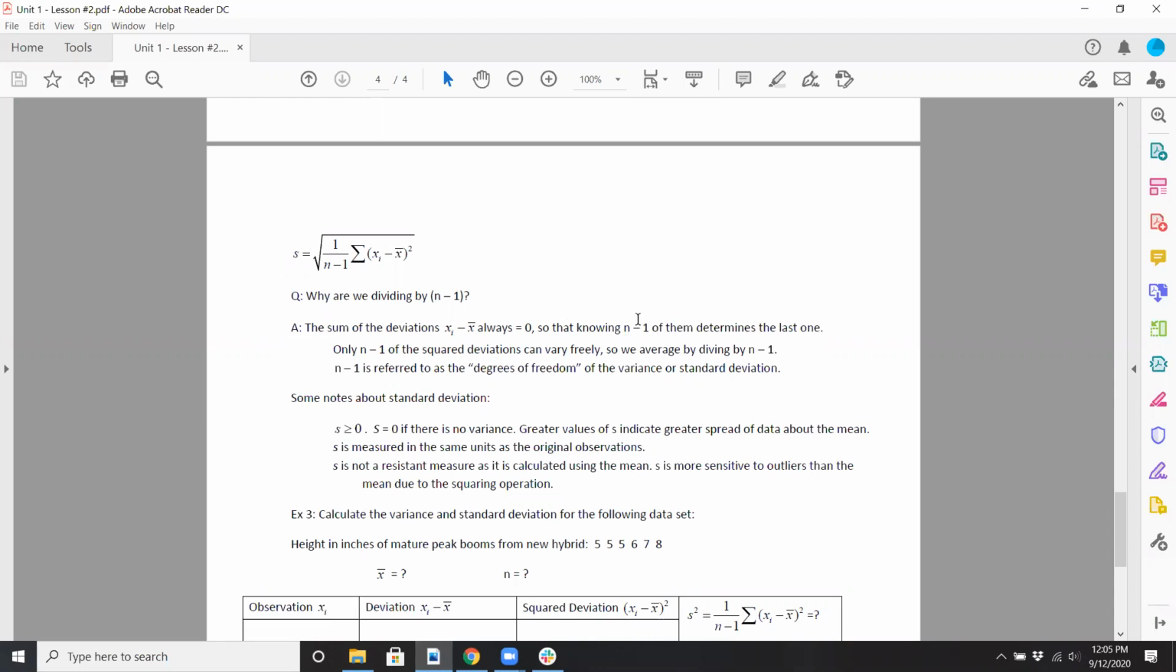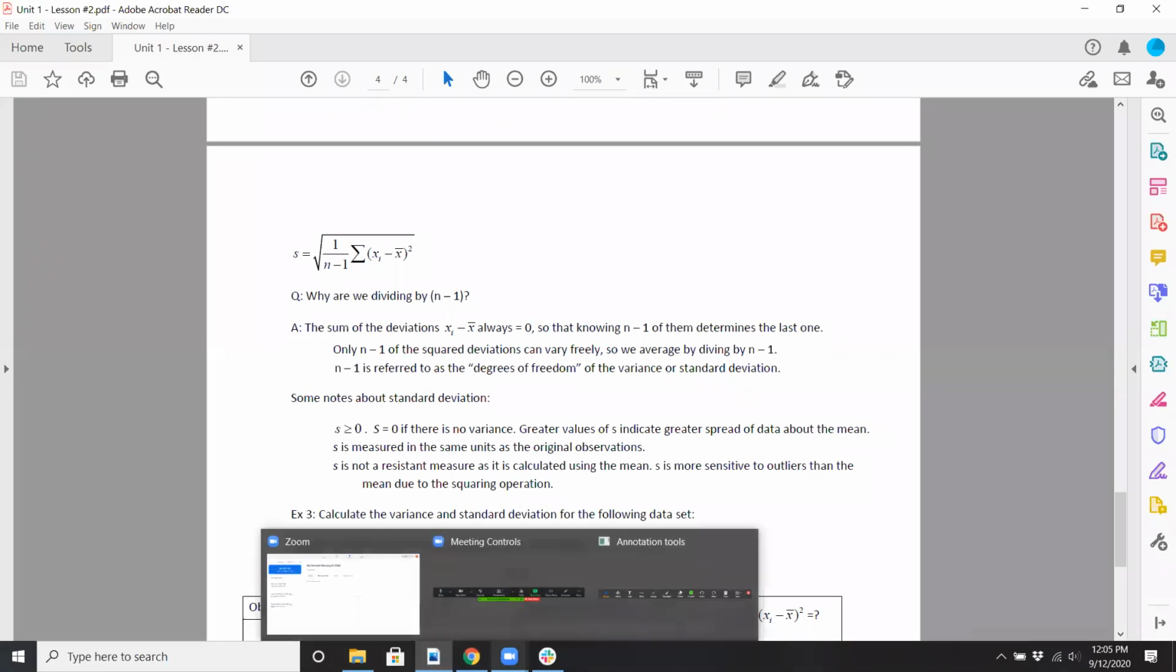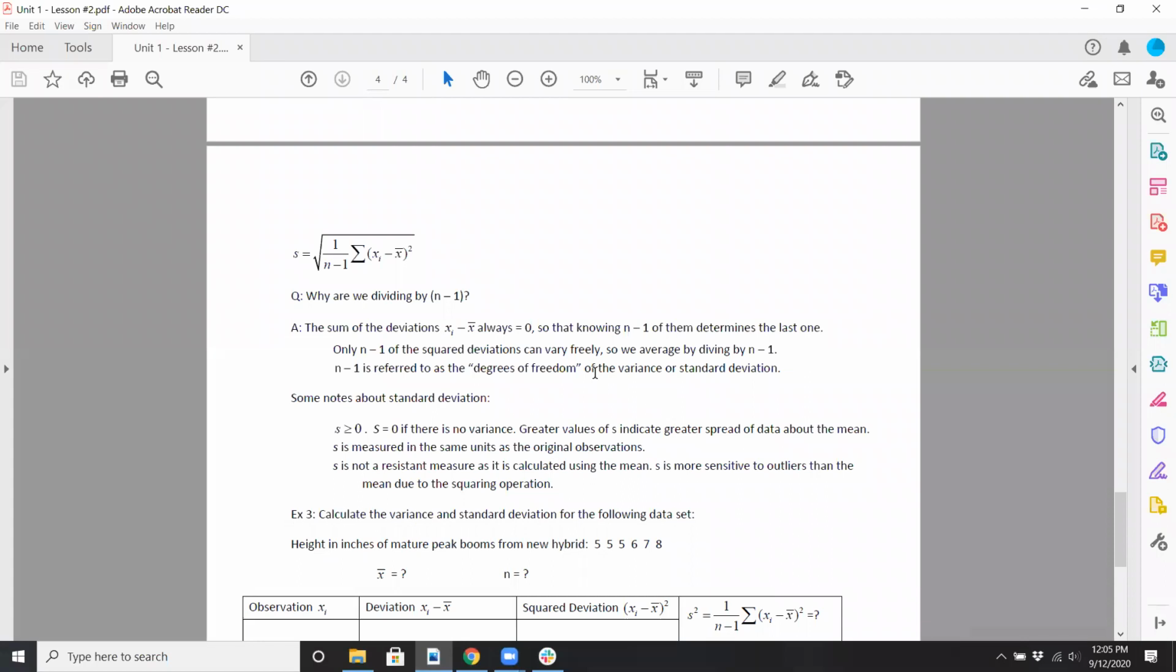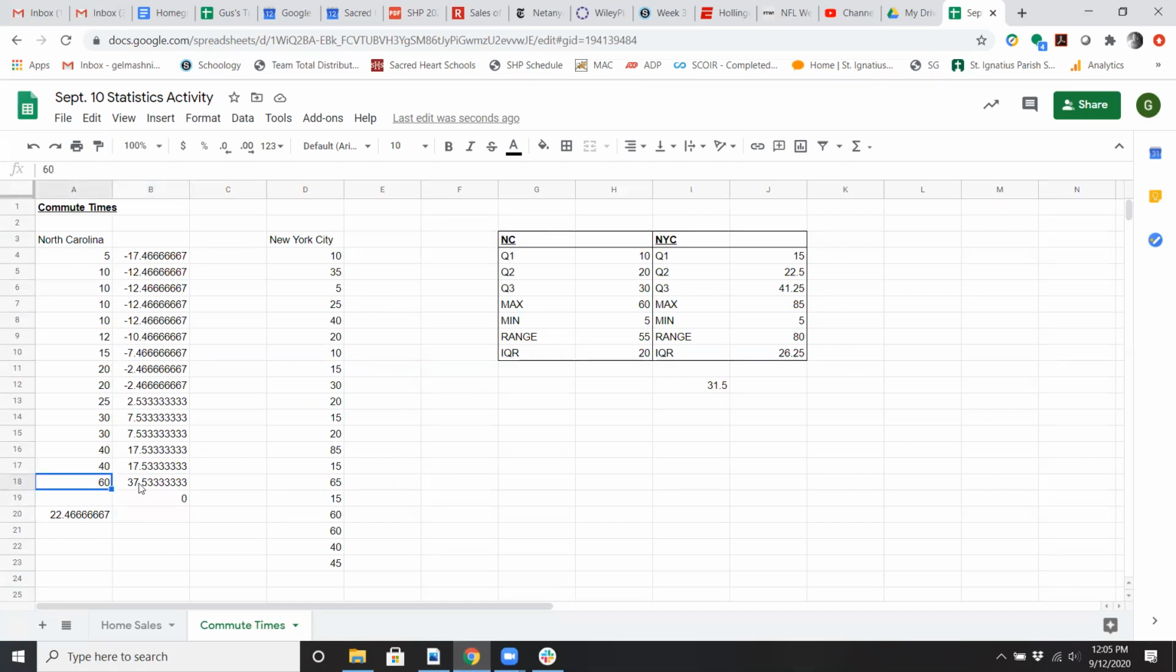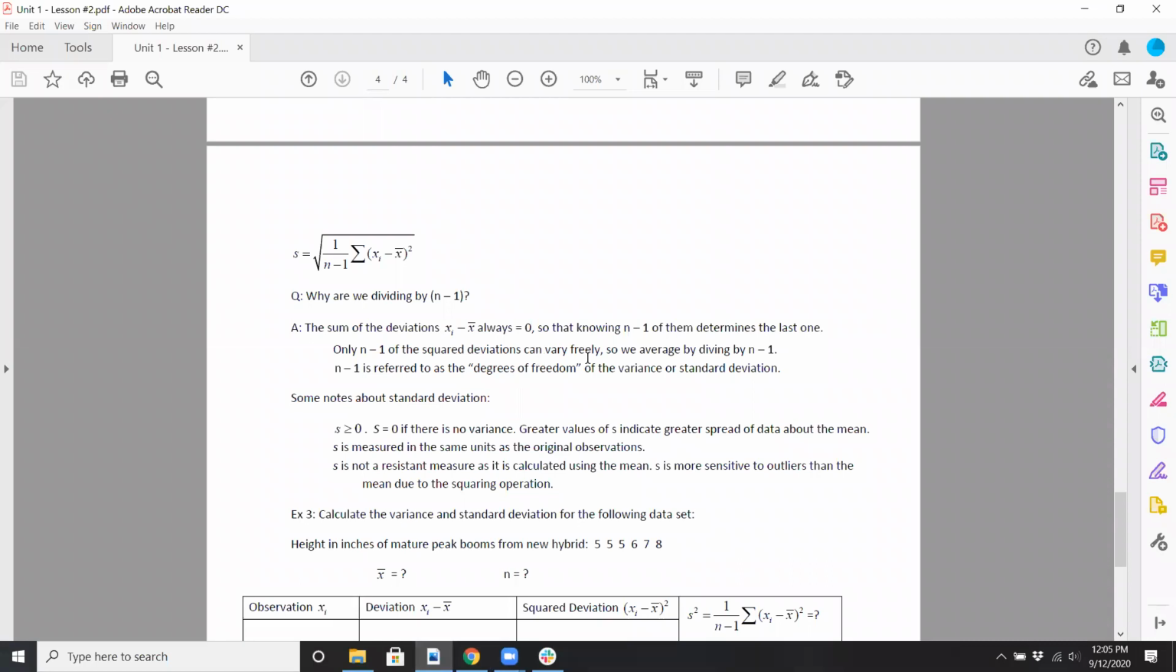So as long as you know every data point except for one, or the sum of the deviations except for one of them, you still know them all. Because, for example, if I didn't know this one, then I know that this is going to differ by 37.5333 because I want to get this all to equal 0. So that's why you divide by n-1. Only n-1 deviations can vary freely, so we average by dividing by n-1 because the last one depends on everything else. n-1 is referred to as the degrees of freedom of the variance or standard deviation.